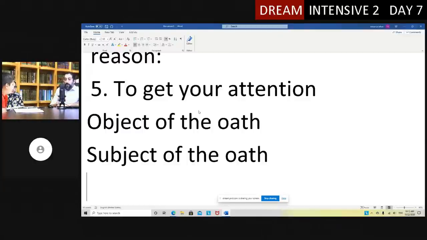So Allah revealed in the Quran ayat basically telling believers to chill out. So he said, لا يؤاخذكم الله باللغو في أيمانكم ولكن يؤاخذكم بما كسبت قلوبكم.